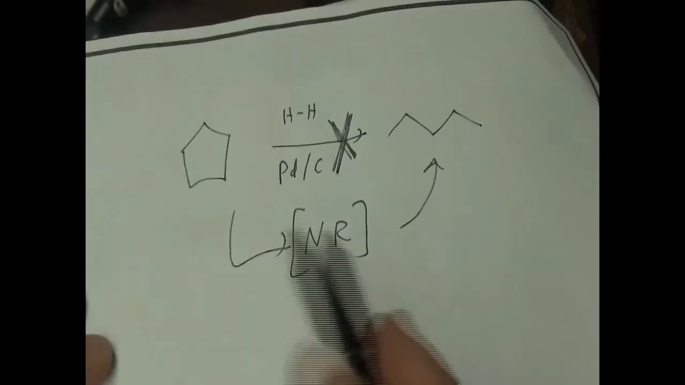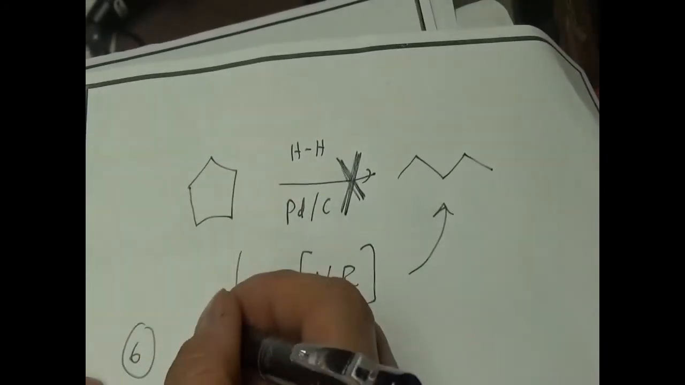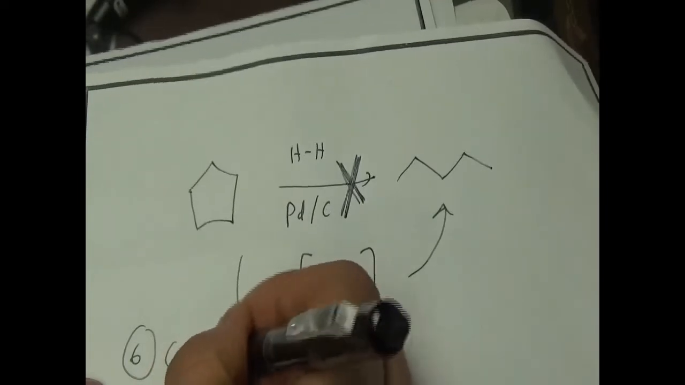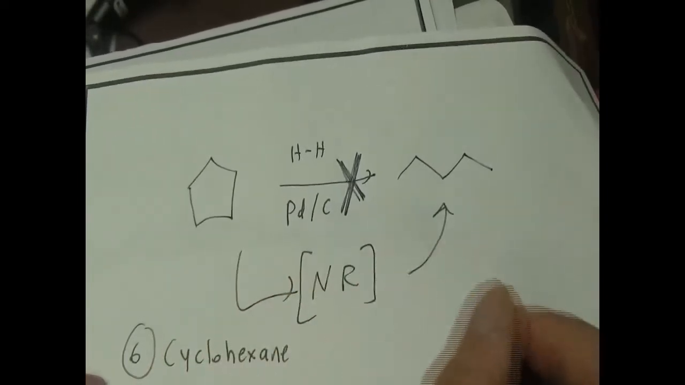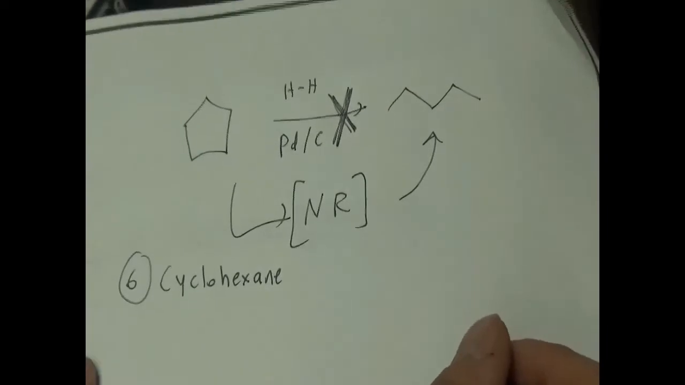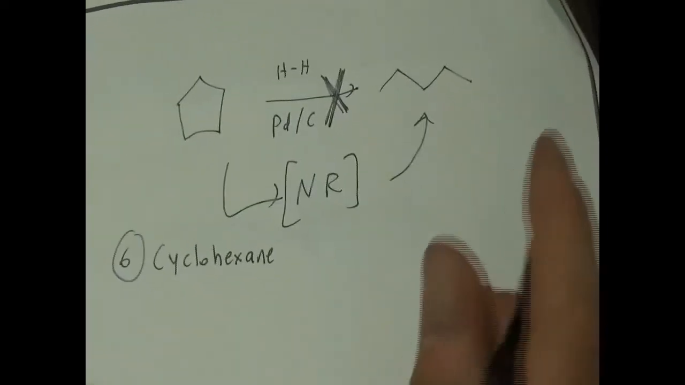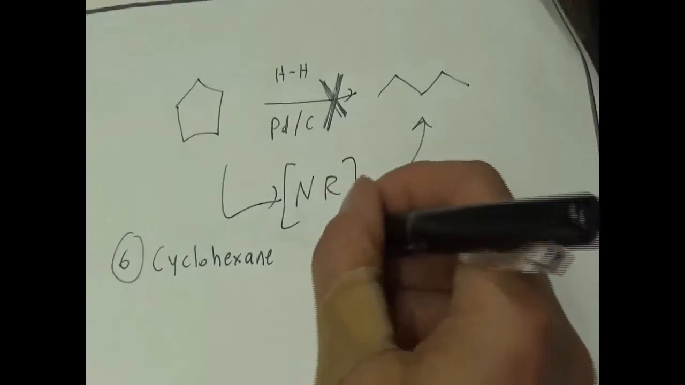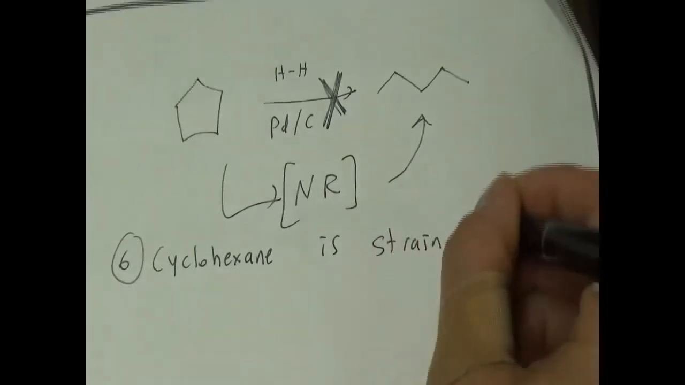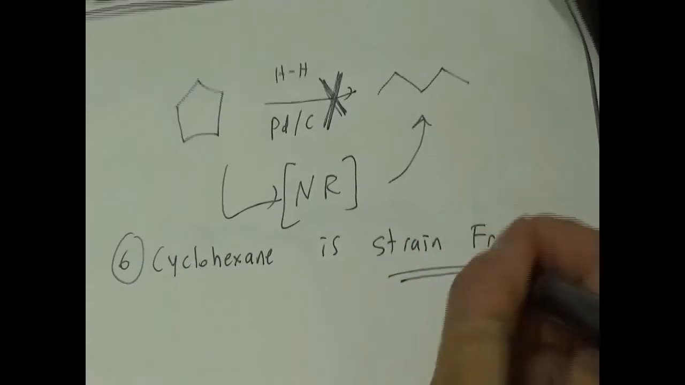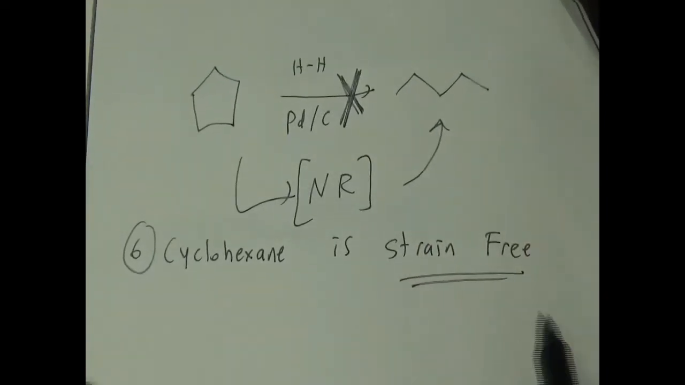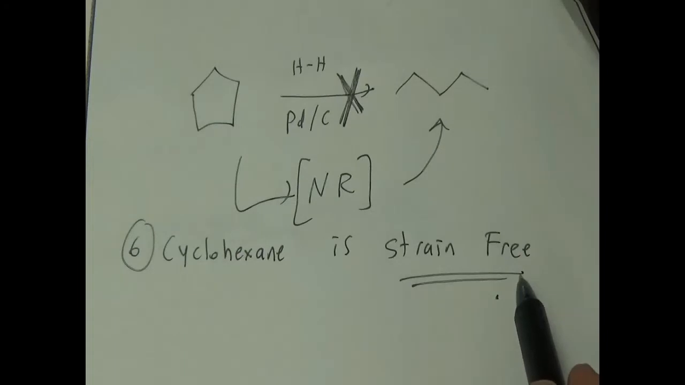All right. So now we're on to cyclohexane. And what do we say about cyclohexane? Is it a strained molecule or a non-strained molecule? Cyclohexane is strain-free. By saying that, all of the carbons are nice and tetrahedral, no bond angle strain, and everything's staggered. It's not eclipsed. So all that eclipsing interaction stuff is gone.